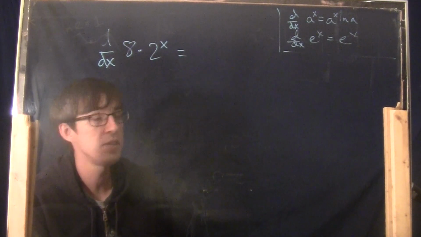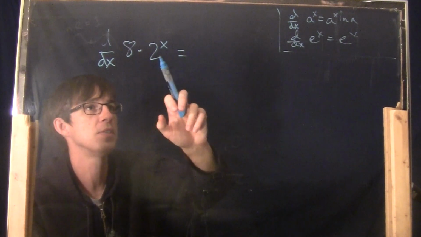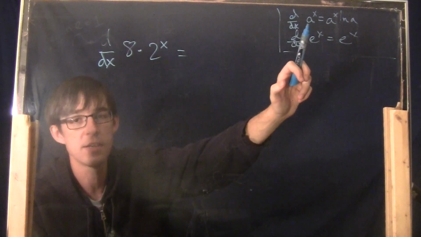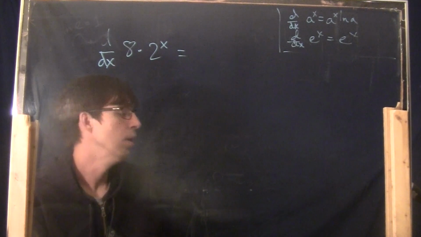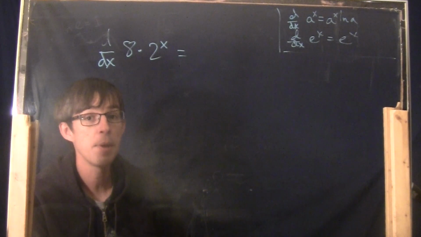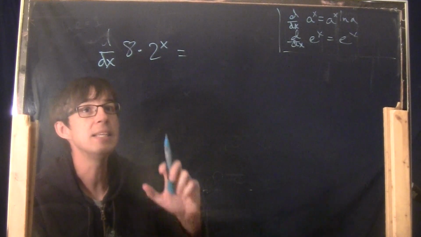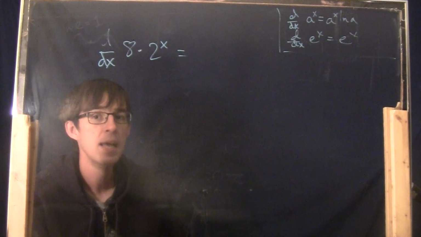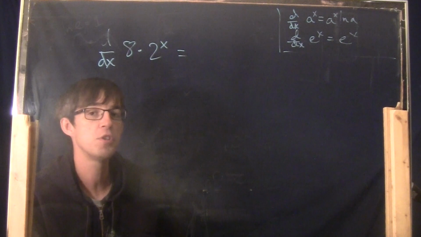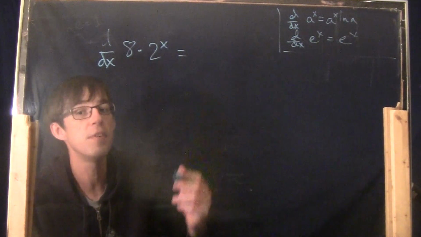How do you handle this? How do you take the derivative? The only difference is that 2 to the x looks like a to the x, right? I'm going to use this formula with a equals 2. What do I do about the 8, though? The answer is you don't really have to do anything about the 8 because 8 is a constant multiple of this function. Remember, when you have a constant as a coefficient in front of a function when you're taking the derivative, you can basically ignore that constant and just leave it in your answer.